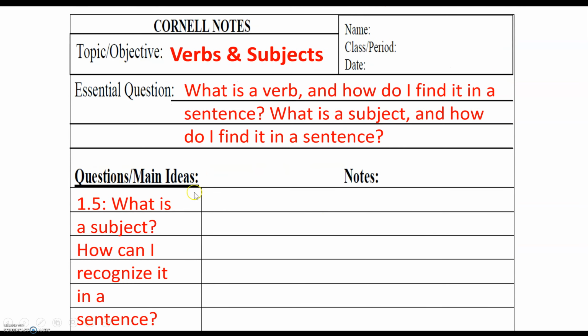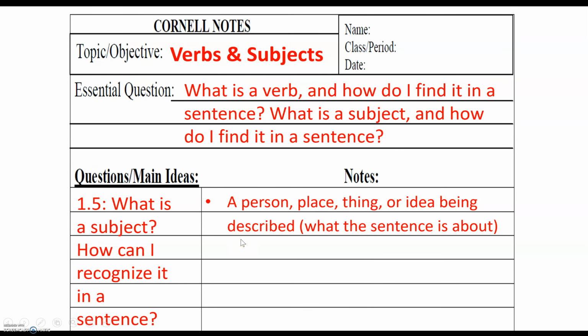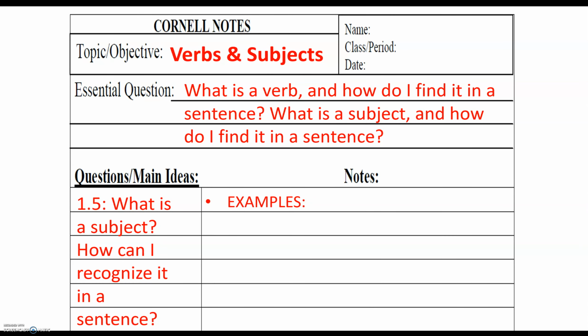All right, so to answer those questions on the left, what is a subject? It is a person, place, thing, or idea being described. In other words, it's really just what the sentence is about. And to find or recognize the subject, what we're going to want to ask after finding the verb is who or what is doing the verb. And that's going to let you know what that subject is. So let's take a look at some examples.